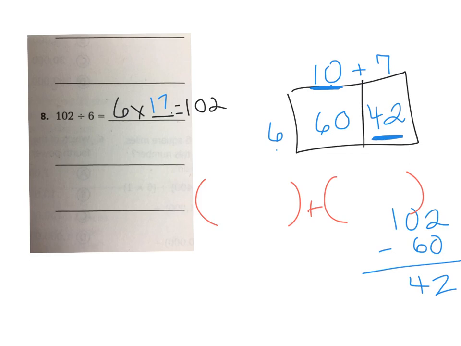Ready? 6 times 10 and 6 times 7. Let's go ahead and write that down. 6 times 10 and 6 times 7. That's going to be our related distributive property multiplication sentence that we would use to solve 102 divided by 6.